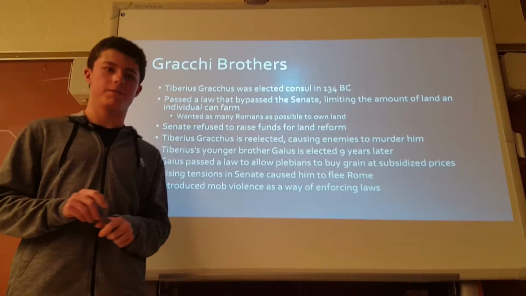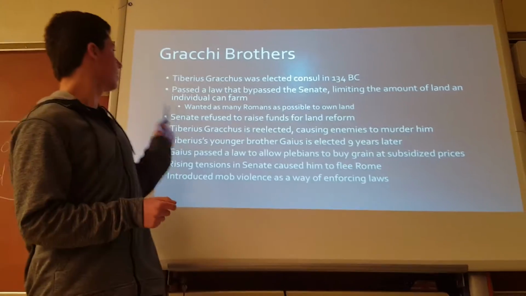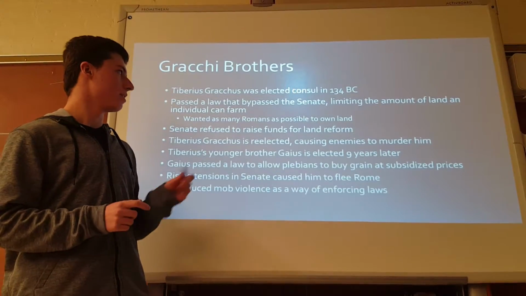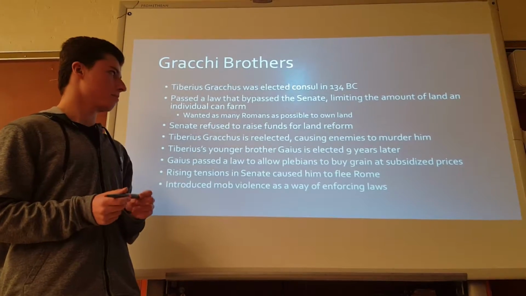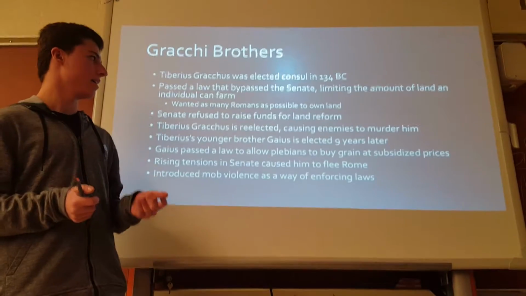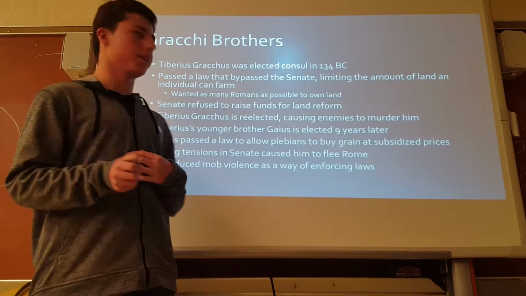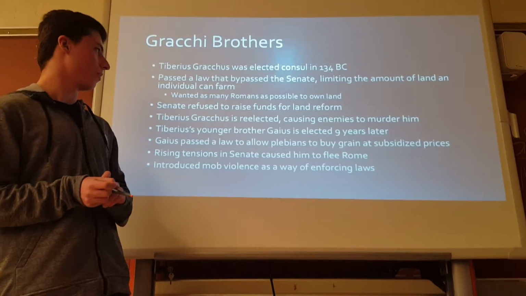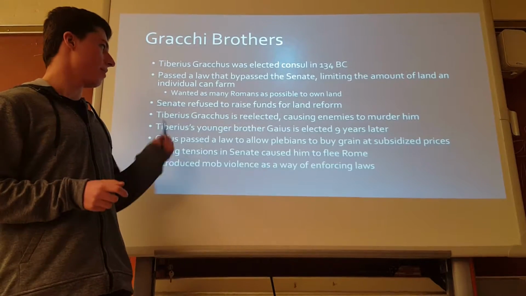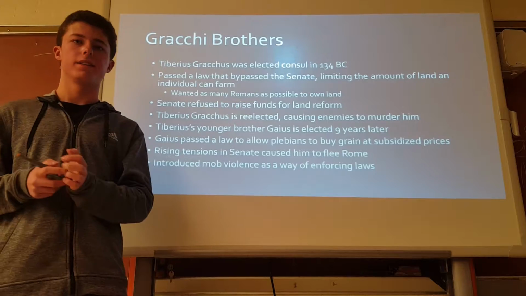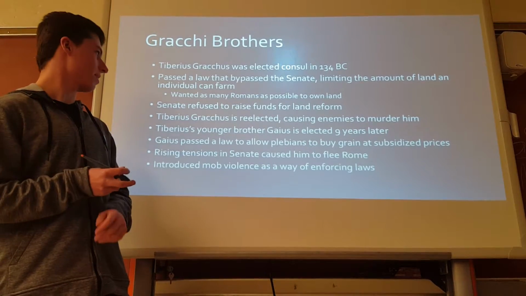I call this the Gracchi brothers. Tiberius Gracchus was the elder of the brothers, and he was elected one of the consuls in that year. He passed kind of like an executive order, which limited the amount of land an individual could farm. This agrarian land reform was meant to have as many Romans as possible own land, in order for the poor people to become middle class again.